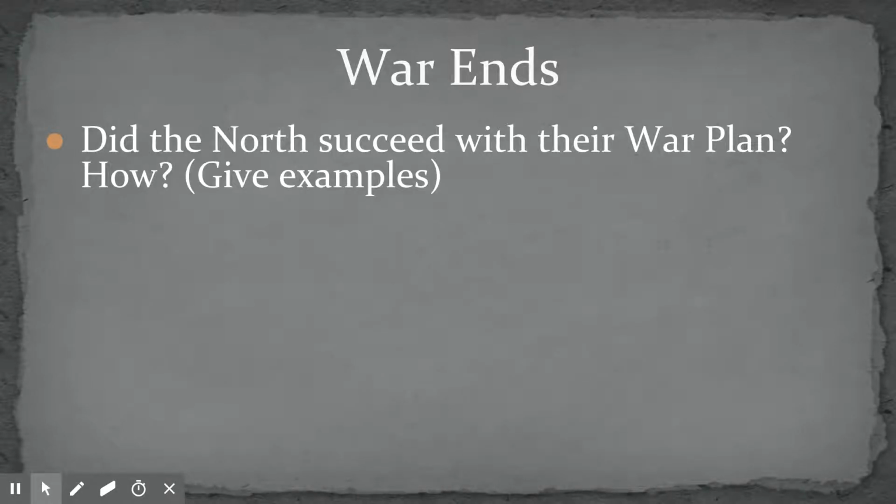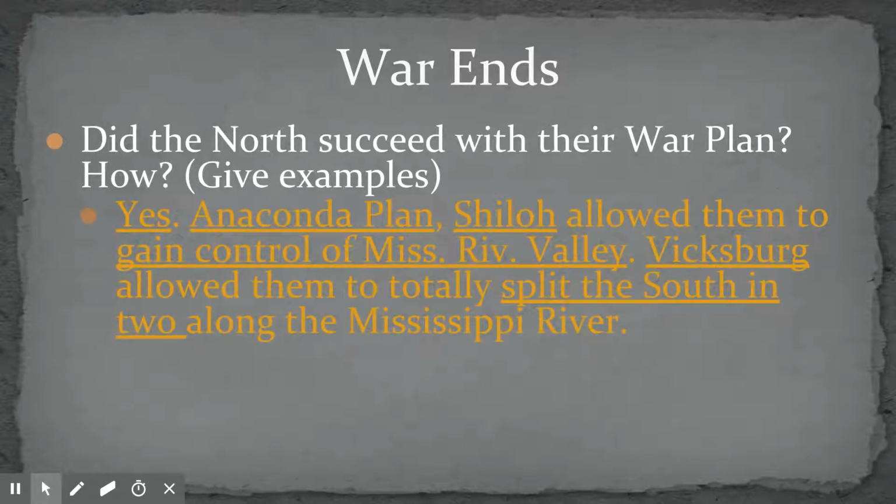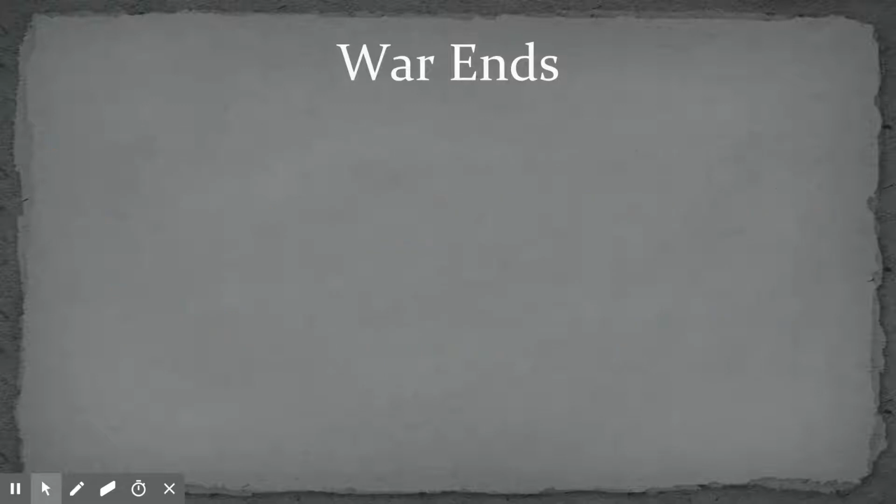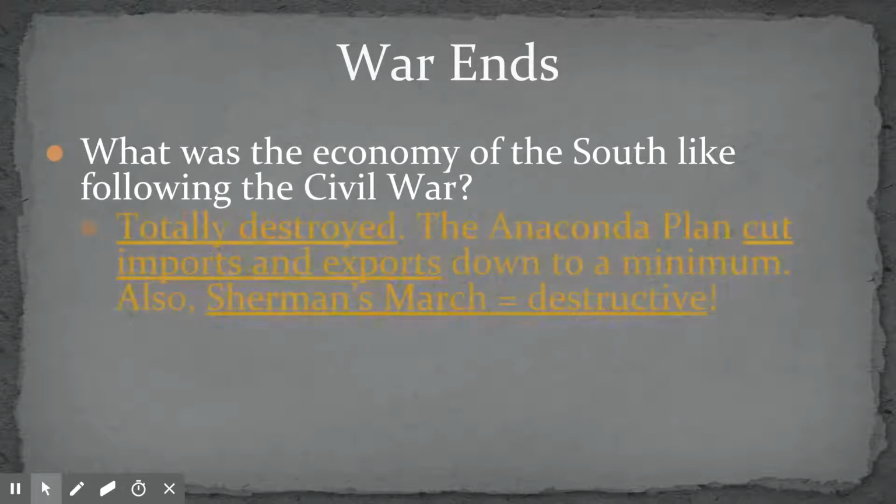So some of the questions on your notes. Did the North succeed with their war plan? How? Yes, they succeeded because of the Anaconda Plan. Shiloh allowed them to gain control of the Mississippi River Valley, and Vicksburg split the South in two. The economy of the South following the Civil War was totally destroyed. The Anaconda Plan cut imports and exports down to a minimum, and Sherman's march was entirely destructive.